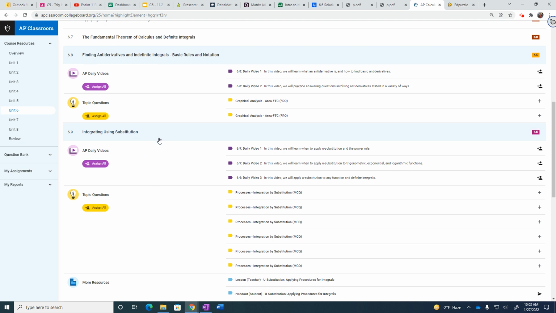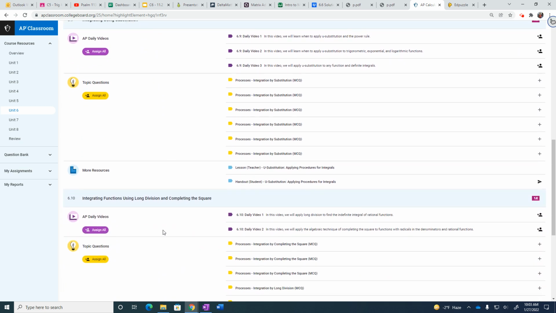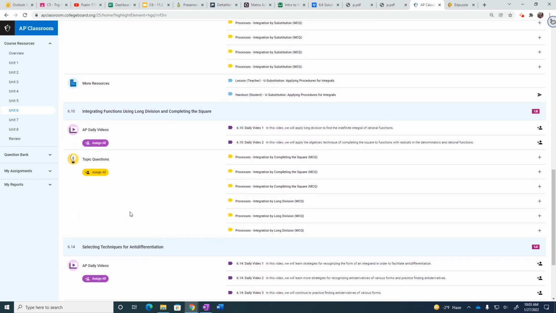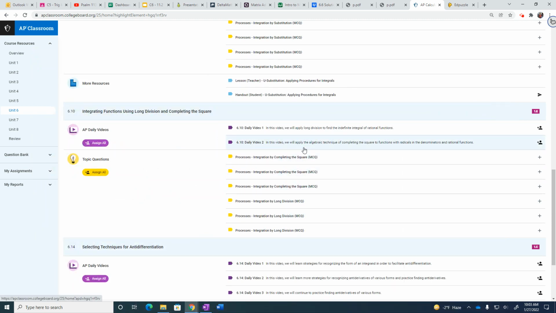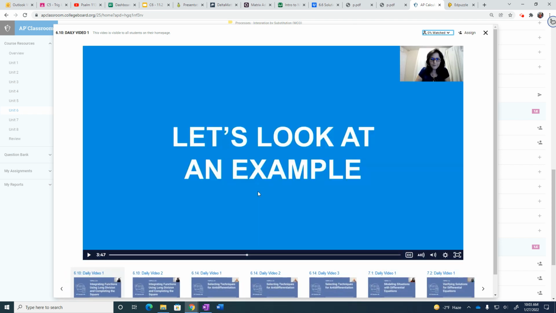Here was integrating using substitution. What we're going to do today is 6.10, integrating functions using long division, which you probably haven't used for a while, but we're going to do that. The example they do in the video goes really fast, and the one in our book kind of starts from 0 to 60 without one in between. They did an example that we're going to do here, which I think is a little bit, not that much, simpler. We're going to do this problem.